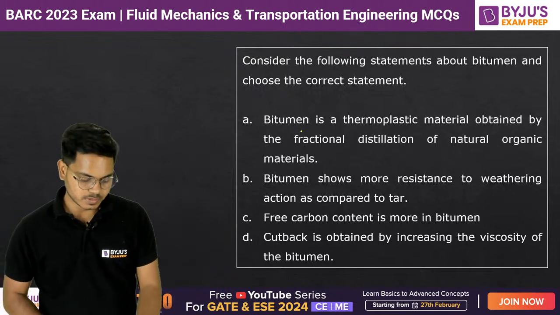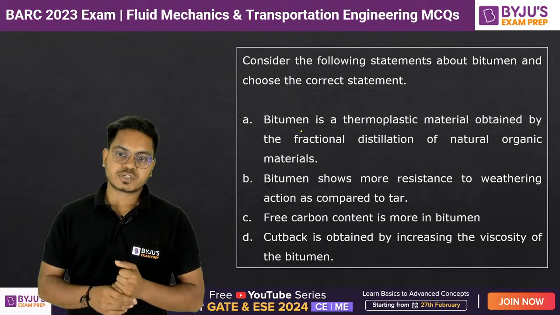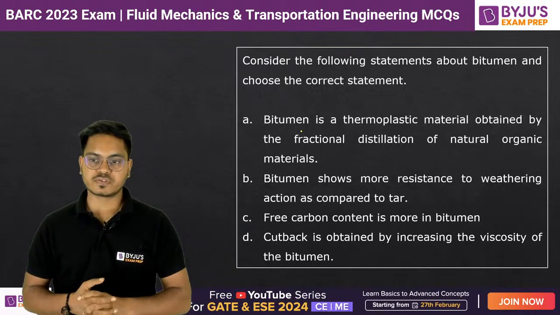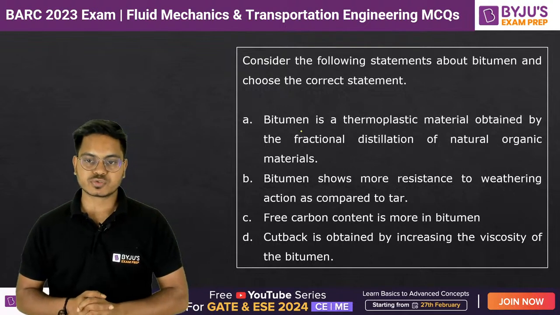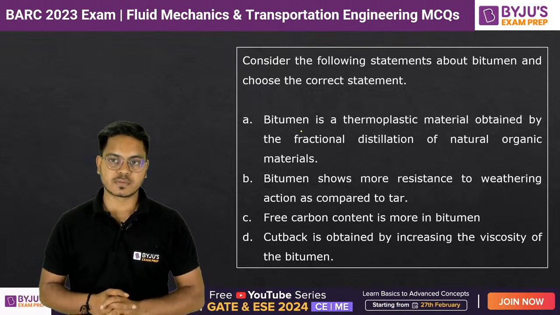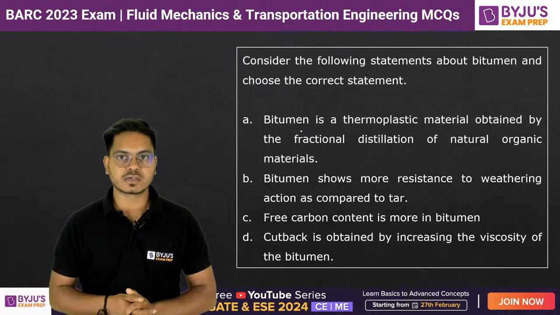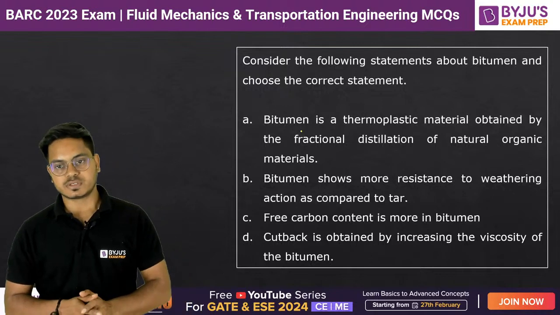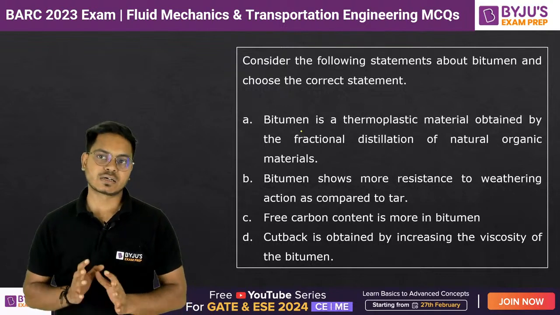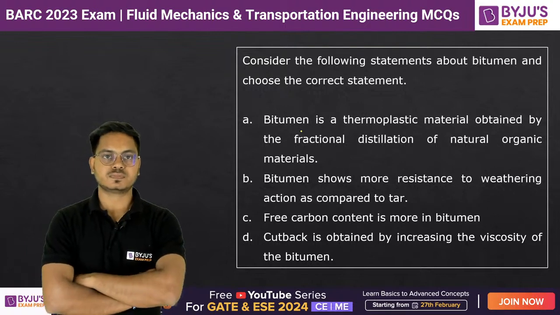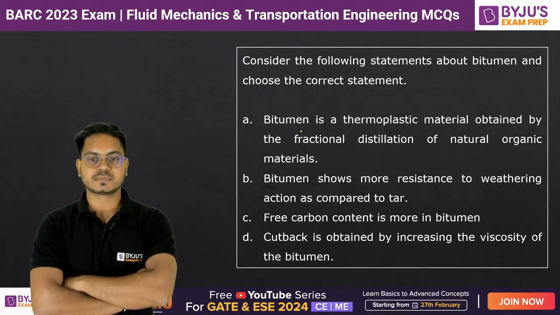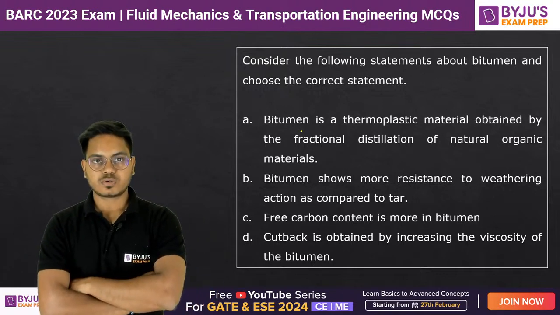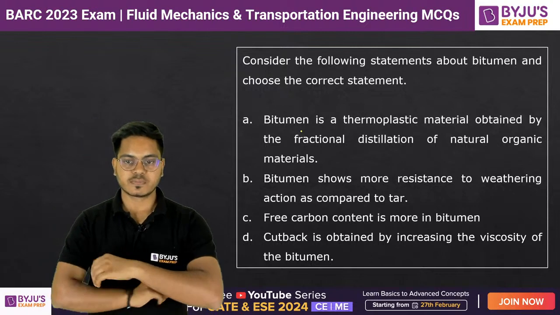Next question is from highway engineering. Bitumen is a thermoplastic material obtained by the fractional distillation of natural organic material. Bitumen shows more resistance to weathering action as compared to tar. Free carbon content is more in bitumen. Cutback is obtained by increasing the viscosity of the bitumen. We need to tell which option is correct out of these four. Everybody? Out of these four, which option is correct?